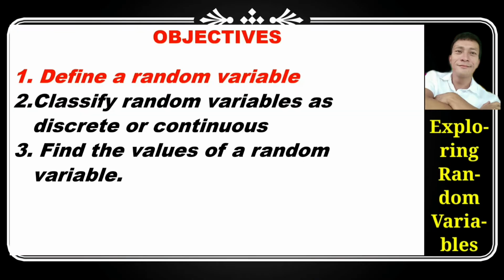The objectives of this topic are: number 1, define a random variable; number 2, classify random variables as discrete or continuous; and number 3, find the values of a random variable. Let's proceed to the definition of terms.